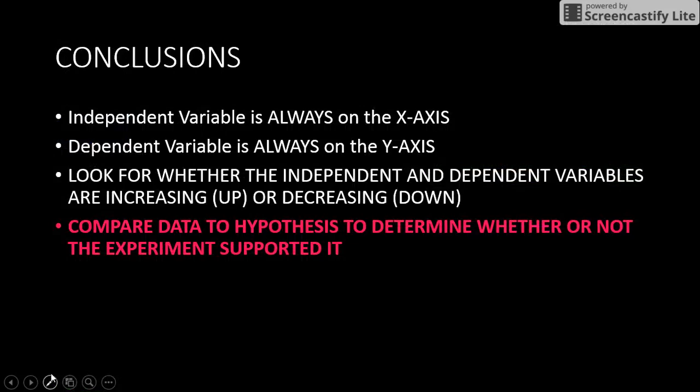All right, and conclusions. Go ahead and write these notes down. We already know the independent variable is always on the x-axis, dependent on the y. We definitely know that we need to look for increasing, decreasing. And our key thing here is in pink: compare the data to the hypothesis to determine whether or not the experiment worked. Our hypothesis is not always going to be right, and that's okay, but we need to compare our data to prove it right or wrong.